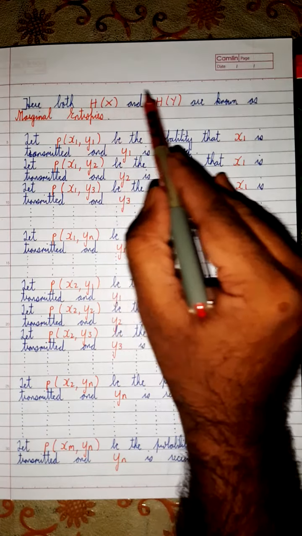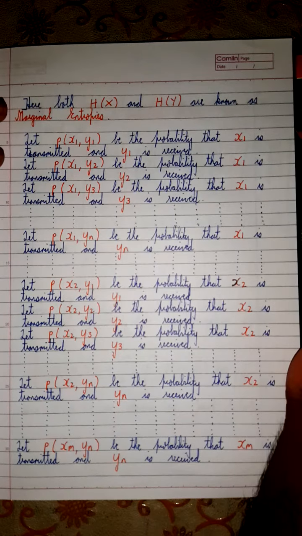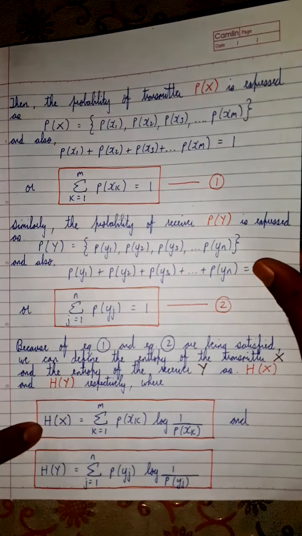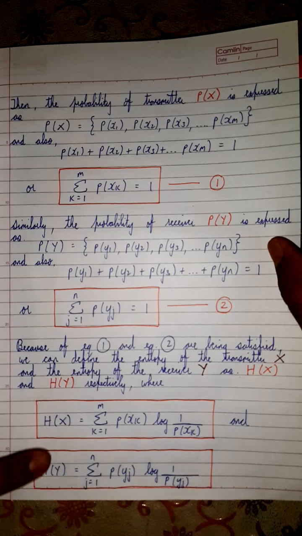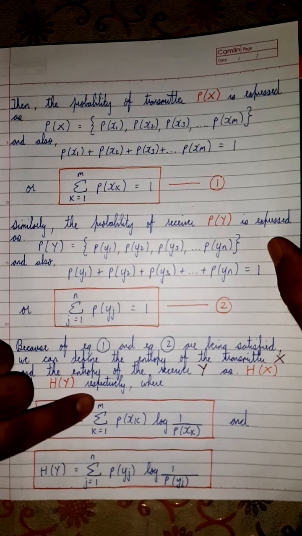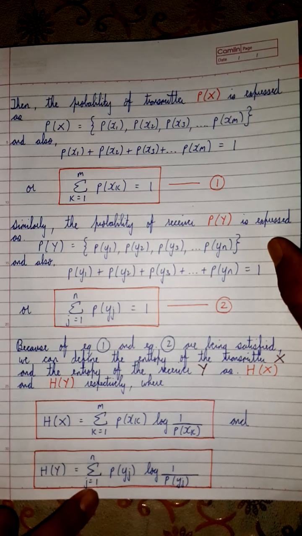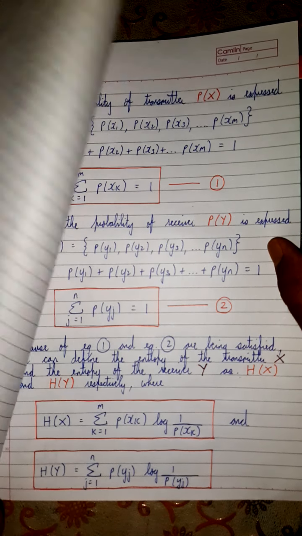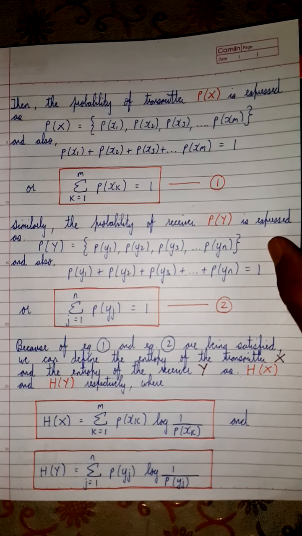Here, both H(X) and H(Y) are known as marginal entropies. This is the first type of entropies you have studied, H(X) and H(Y). This is the entropy of the transmitter, this is the entropy of the receiver. Here, sigma k equals 1 to m of p(xk) log 1 by p(xk), whereas here, j equals 1 to n of p(yj) log of 1 by p(yj), where m is the number of transmitted symbols and n is the number of received symbols.